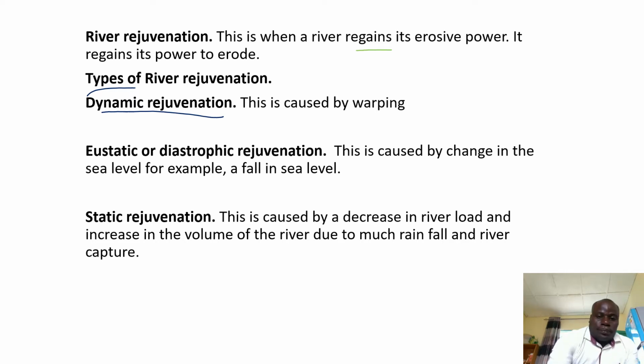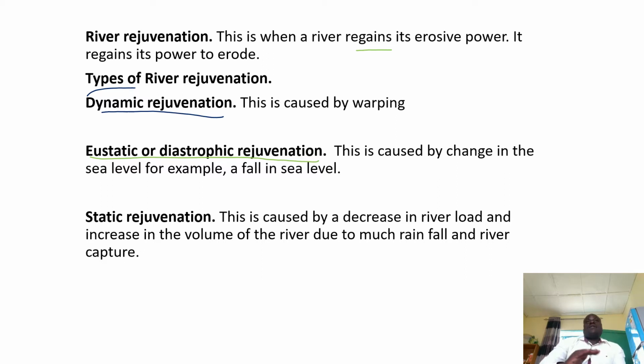Two, we have eustatic rejuvenation. This rejuvenation is caused by changes in the sea level. We covered this under coastal geomorphology, where we have sea level rise and sea level fall. But this one applies especially to sea level fall.